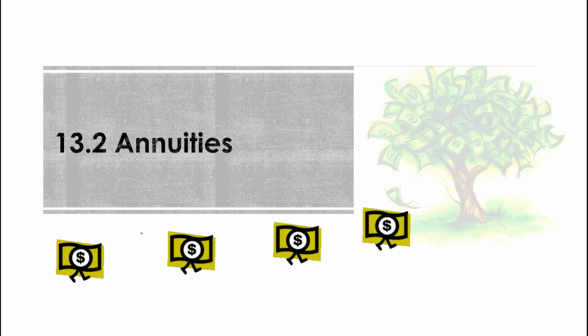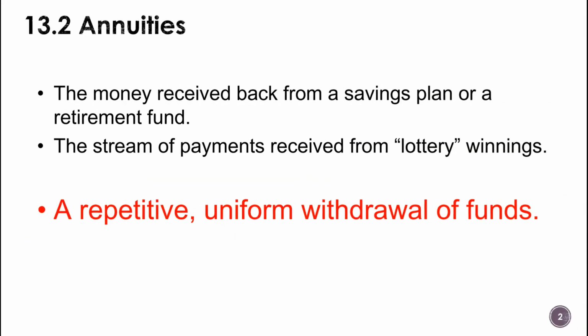Hi, we're on 13.2 annuities. Somehow I put a little dot on there. And so an annuity is the money received back from a savings plan or a retirement fund. It could be the stream of payments received from lottery winnings. Basically, it's a repetitive, uniform withdrawal of funds. So you're getting to take money from your account of whatever type it might be to spend.